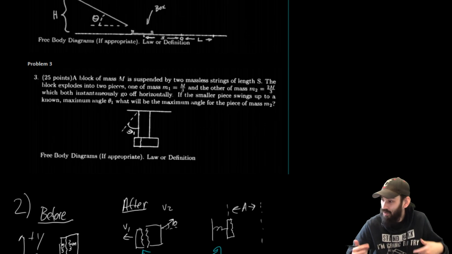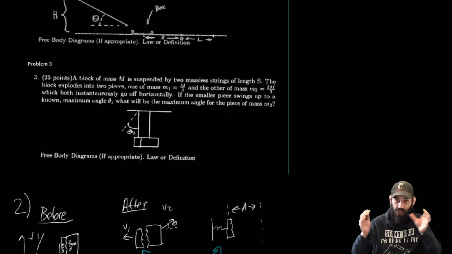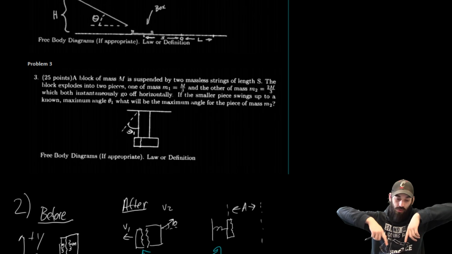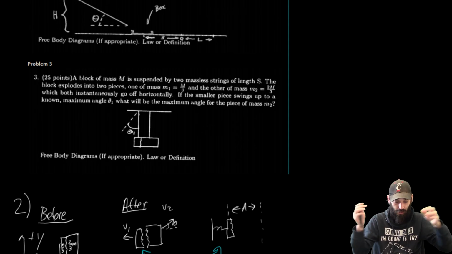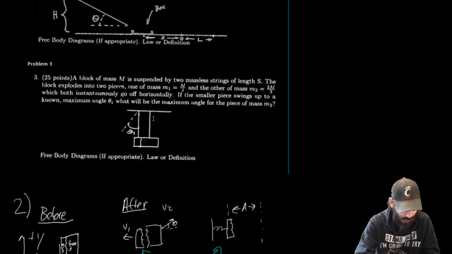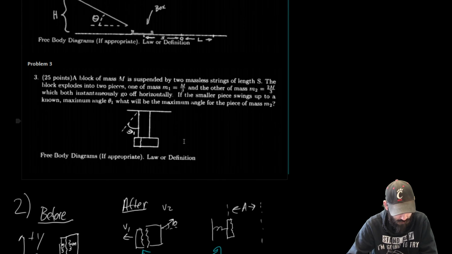All right, so the last of these momentum energy conservation questions is this pendulum that's got two pieces hanging off it where they explode, and we want to find what the angle theta 2 is going to be for this mass that's going to be on the right side.